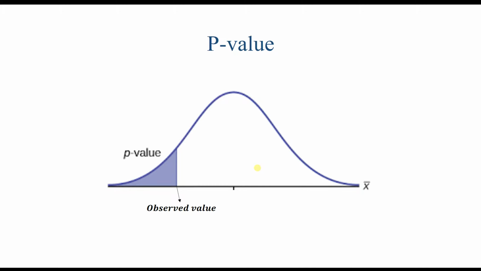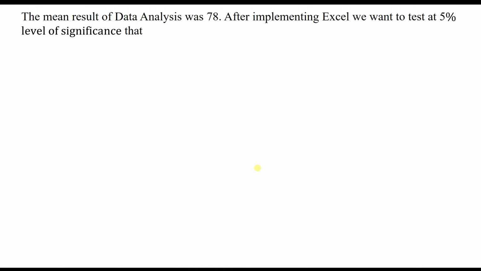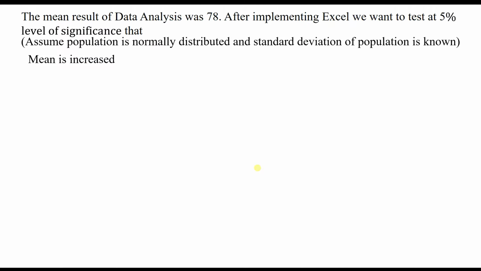In this video, we want to see how we find the p-value in a hypothesis test. For example, the mean result of a data analysis course was 78. After implementing Excel, we want to test at a 5% level of significance that the mean is increased. Assume the population is normally distributed and the standard deviation of the population is known. When sigma is known, we just use z values.